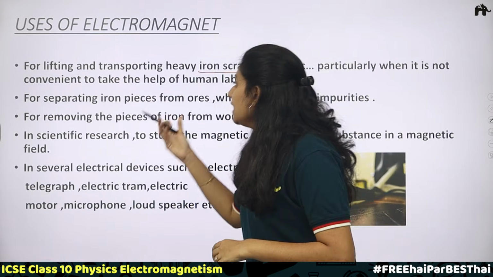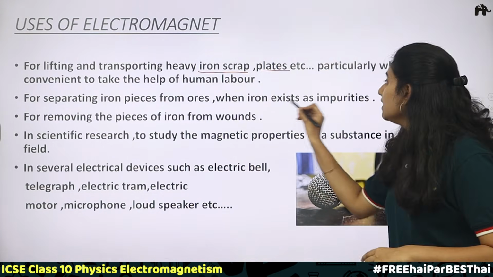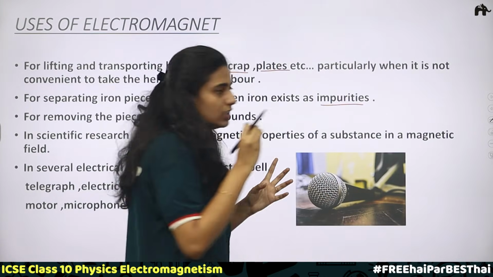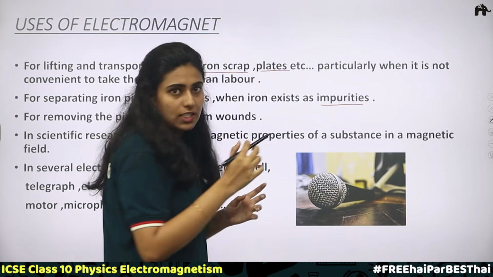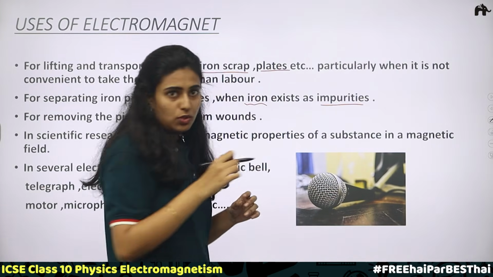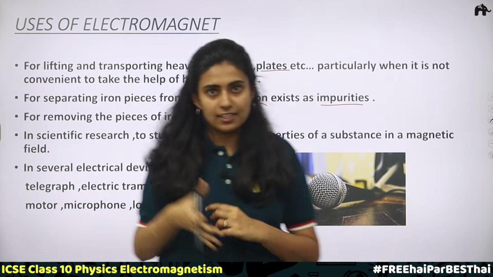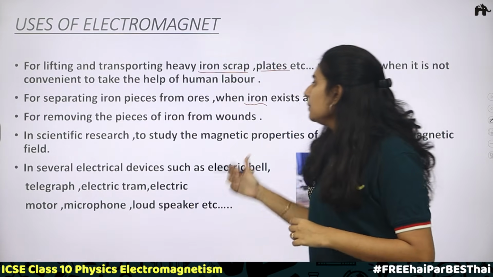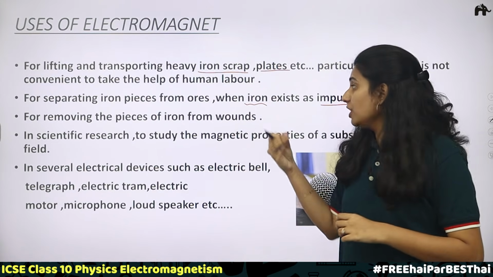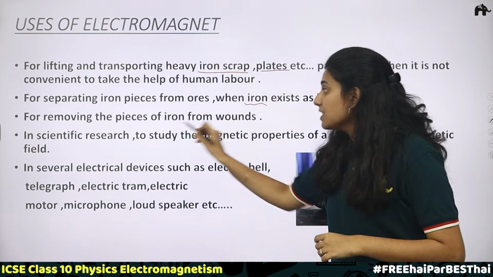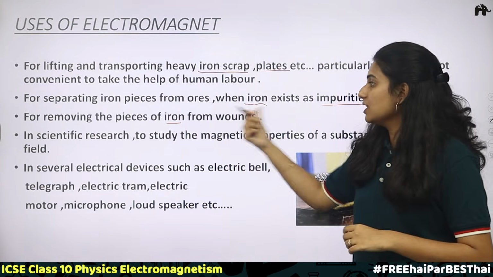Second, for separating iron pieces from ores when iron exists as impurities. We have learned about ores. In case of ores, there will be chances of impurities. If iron exists as an impurity, using an electromagnet, you can attract these iron pieces and remove the iron content from the ore. Third, for removing pieces of iron from wounds. If in your body you got some injury due to some accident, and there are iron pieces, these can be attracted using an electromagnet and removed.